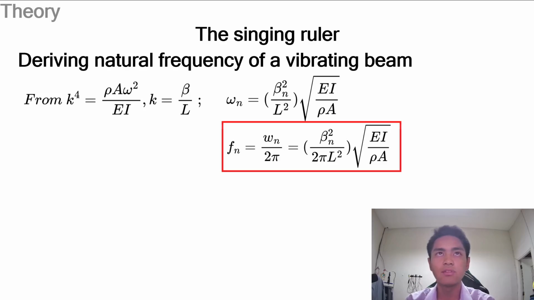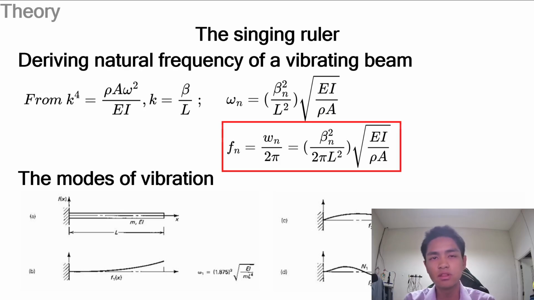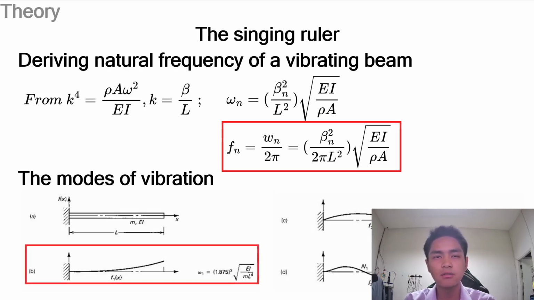Now, to derive the natural frequency of the vibrating beam, we use k to the power of 4 is equal to rho A times omega squared over EI, and k is equal to beta over L to get the natural frequency as shown in the red box. Now we're going to use the first mode with the value 1.875 as shown here. There is only one node, at the fixed end.